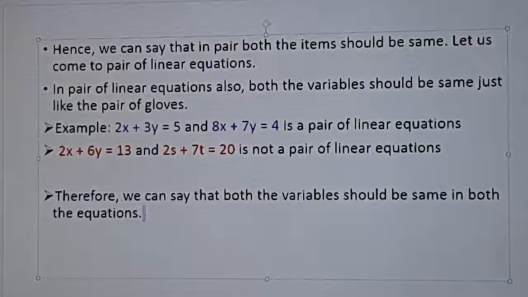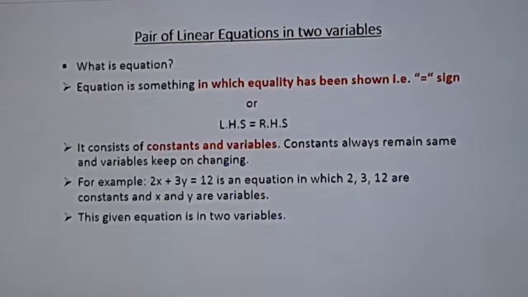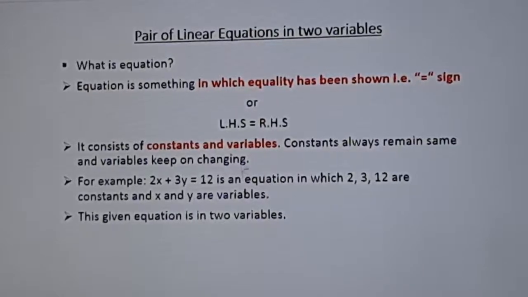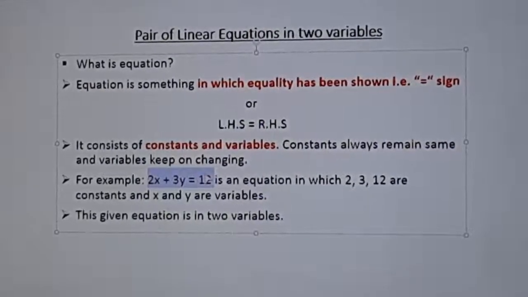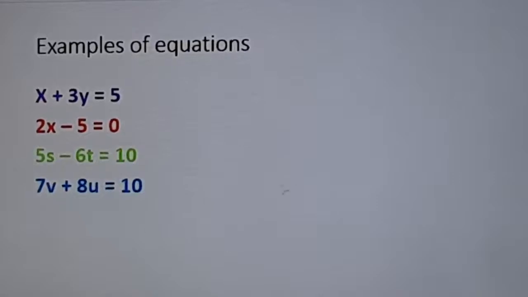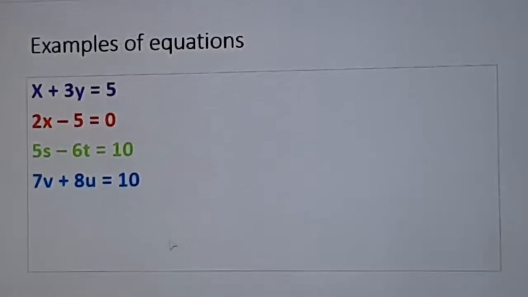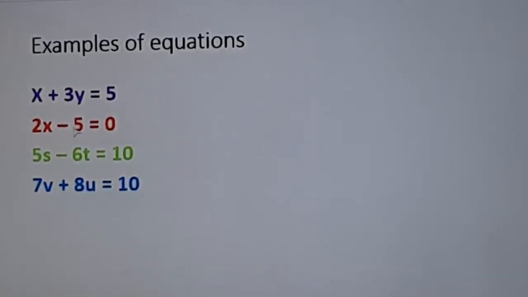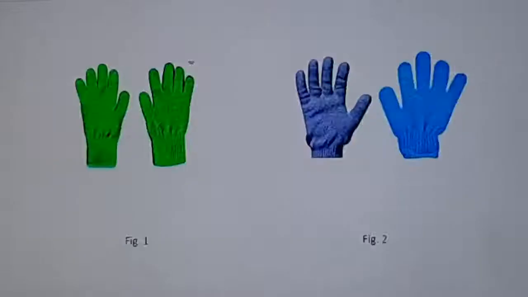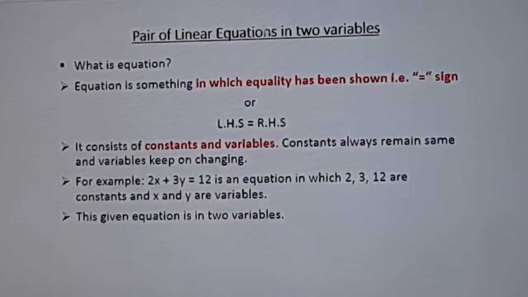Now I hope you have a clear idea about the pair of linear equations. Whenever two equations have been given to you such that their variables are the same, if the first equation has variables x, y, then the second should also have variables in terms of x and y. Now if you talk about equations, they will have variables and constants, two things it will have. Now I hope you have a clear idea of a pair of linear equations in two variables.